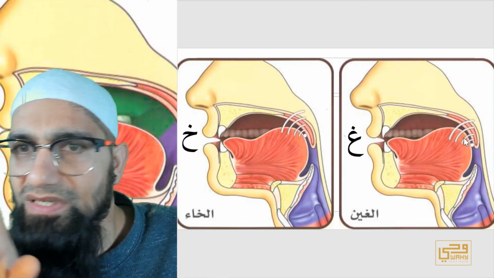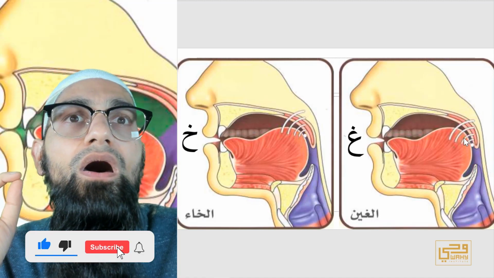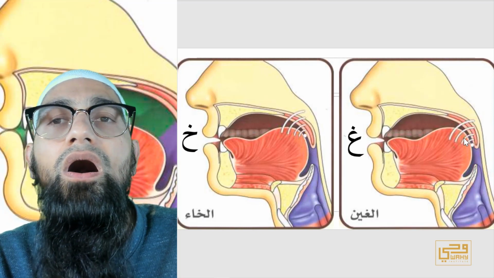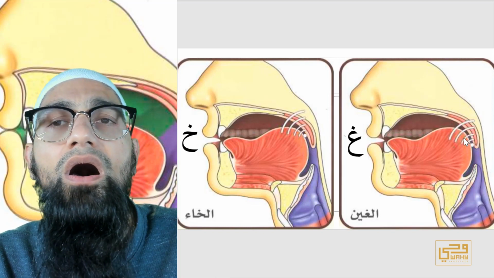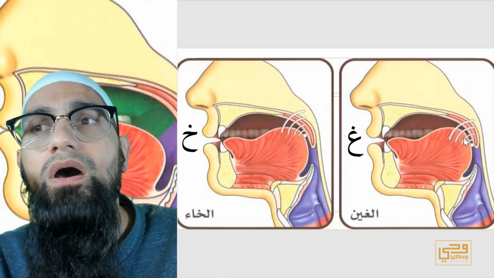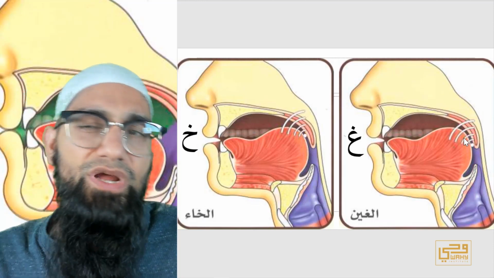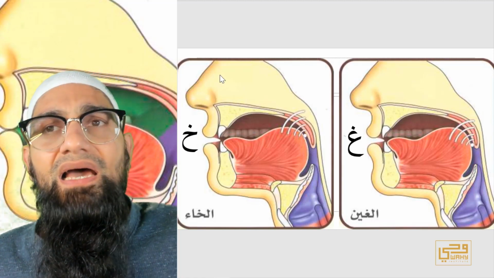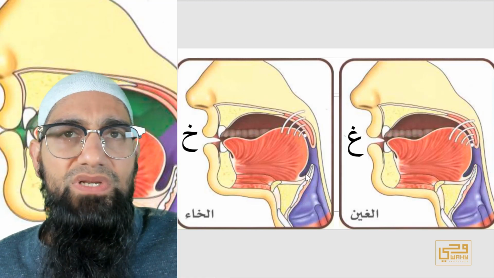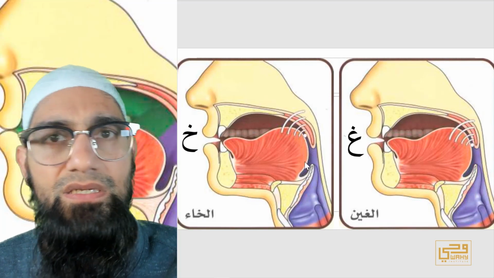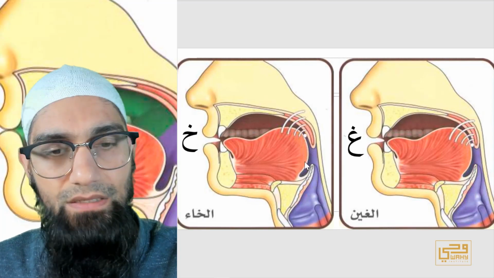So that is the difference between the two. Kha, dry. Ghain, a bit more moist, and there's a little more pressure, inshallah ta'ala. Both are isti'la, alhamdulillah. And that is it for these two letters. So 16, 17, 18, 18 lessons knocked off.